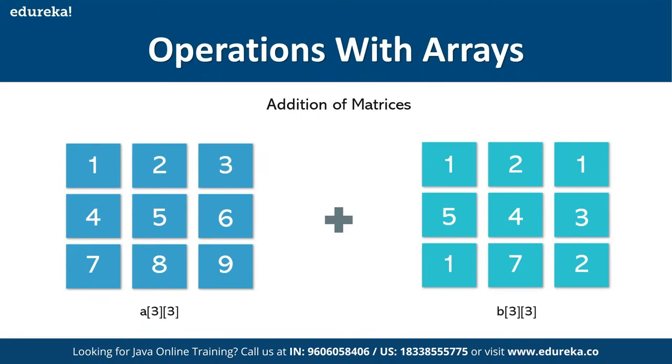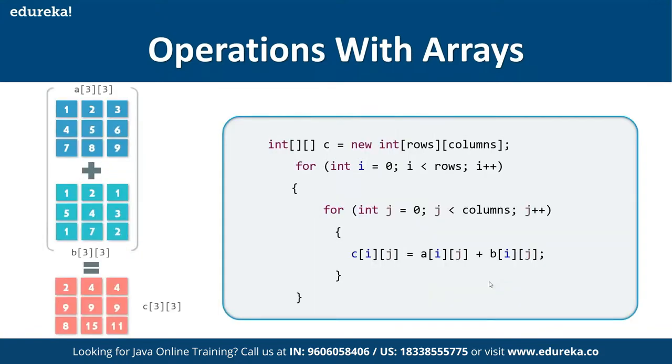And when it comes to operations with arrays, we have the addition of matrices. So A has three rows and three columns, B also has three rows and three columns, and when we do this activity, it will perform the matrix, that is, element wise addition. In order to perform this element wise addition, we have created a nested for loop. This will iterate through the number of rows and columns that we have in this array. And here we are performing the addition. We'll take the individual values from A and B, and then we are performing the element wise operation.